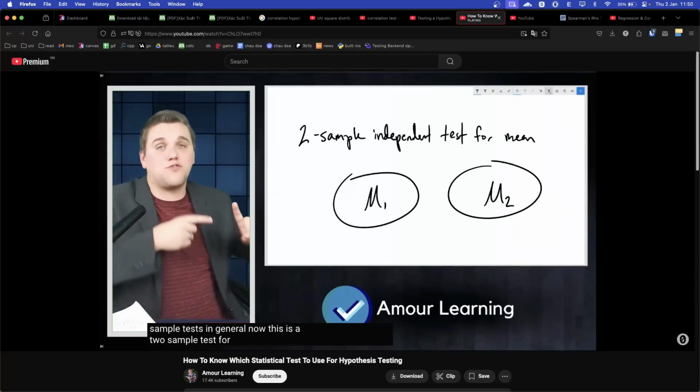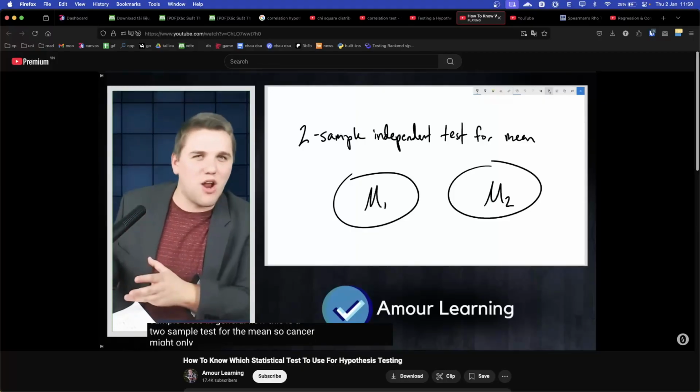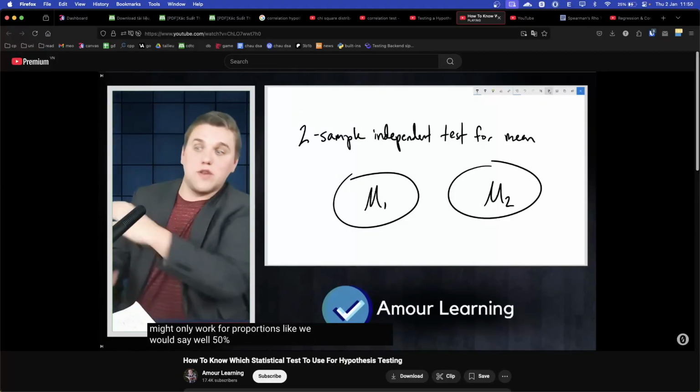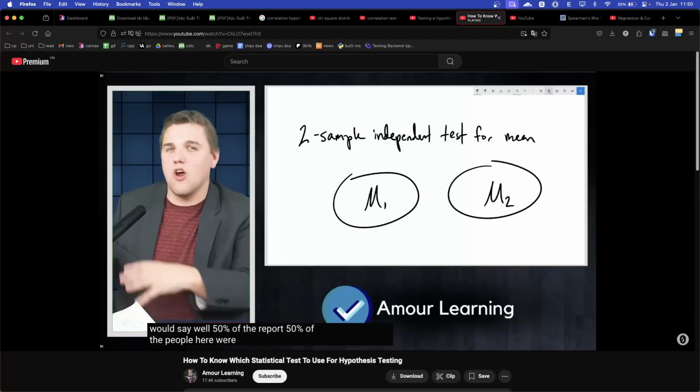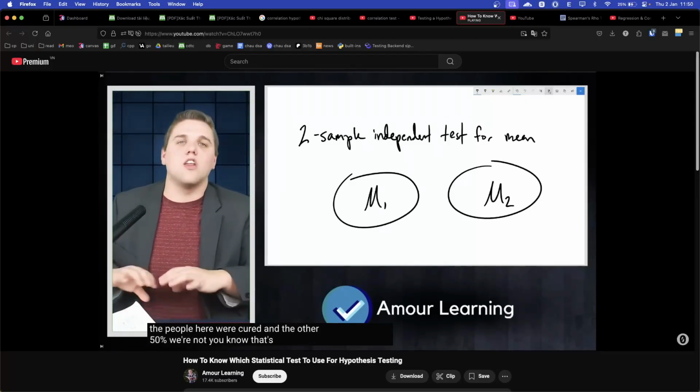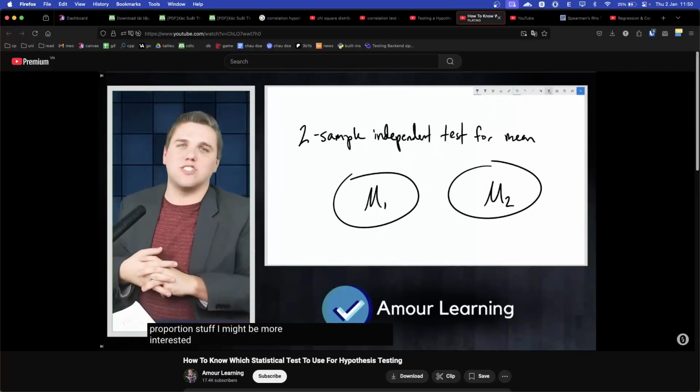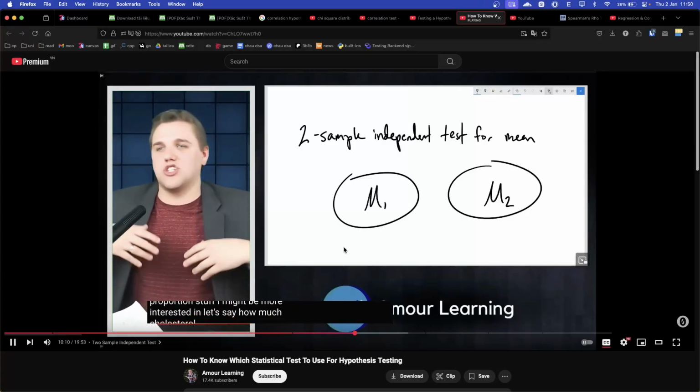Now, this is a 2 sample test for the mean. So cancer might only work for proportions, like we would say, well, 50% of the people here were cured, and the other 50% were not. That's more proportion stuff. I might be more interested in, let's say, how much cholesterol is in.